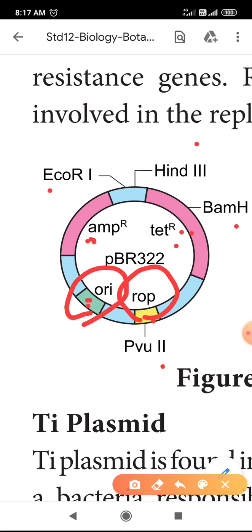So by using the EcoRI restriction enzyme, we can make a cut here. The cut may be a staggered cut or a symmetric cut. In this place we can introduce our gene of interest. Likewise, it contains several restriction recognition sites.